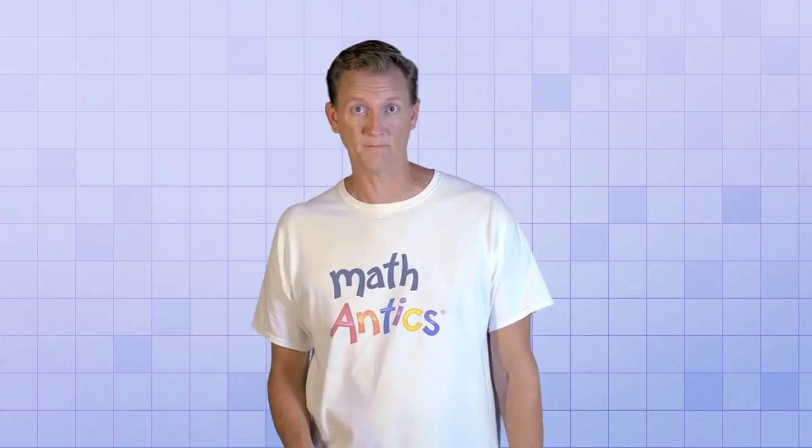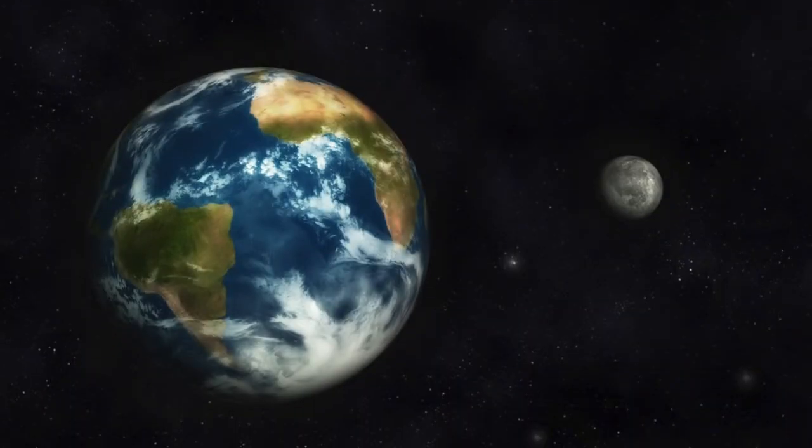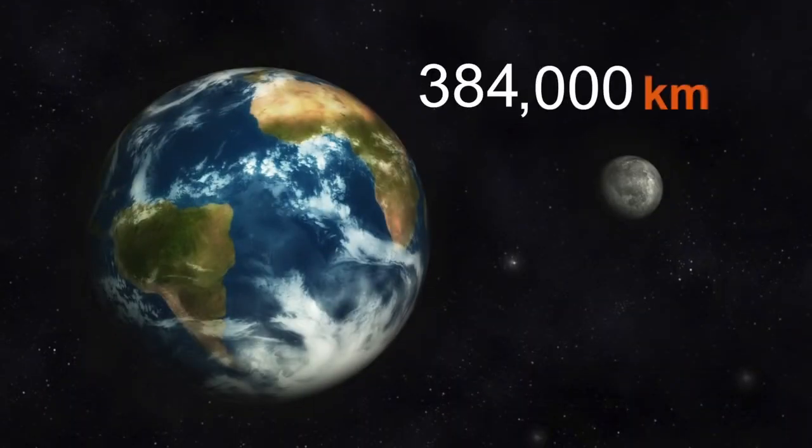And because they're big like miles, kilometers are also primarily used to measure distances between different locations on the Earth, or even in space. For example, it's about 4,000 kilometers from the east coast of Australia to the west coast, and it's approximately 384,000 kilometers from the Earth to the Moon.